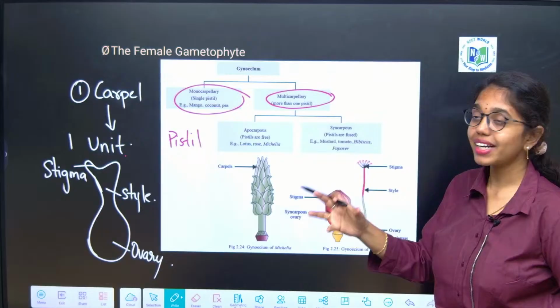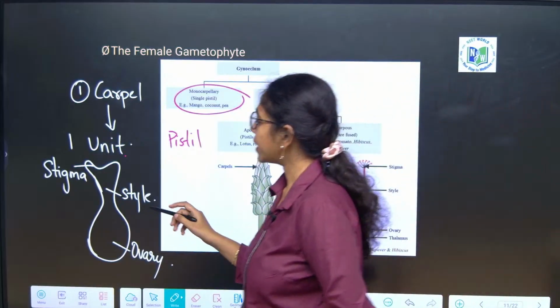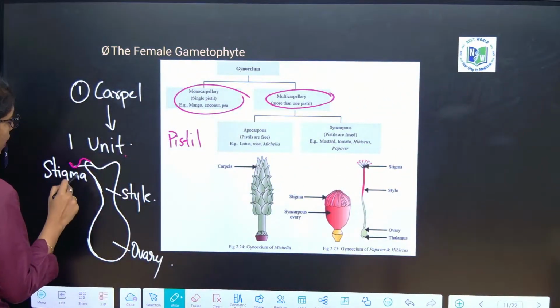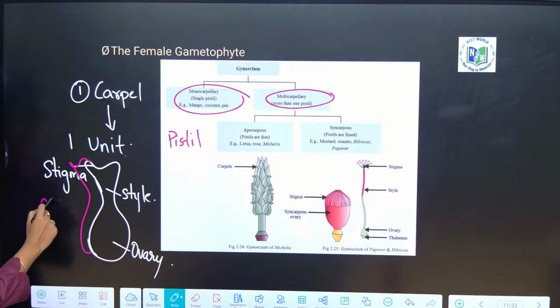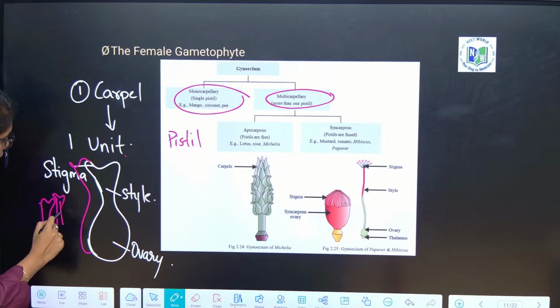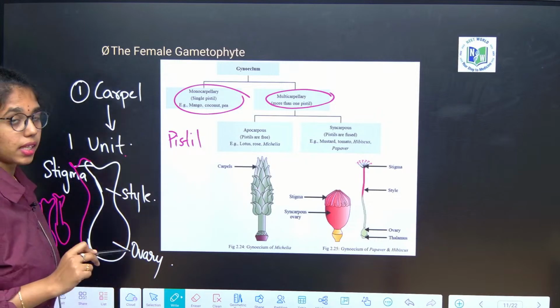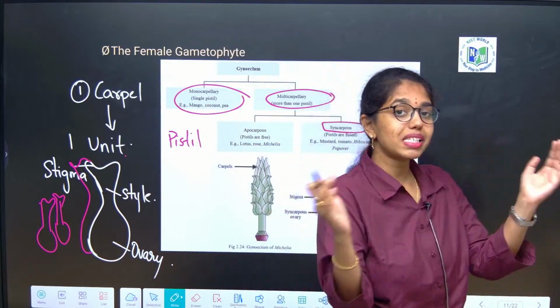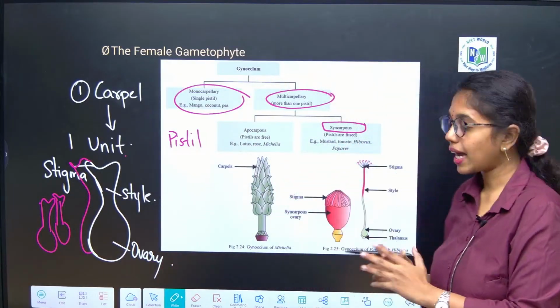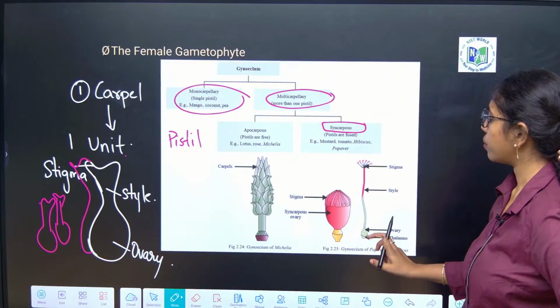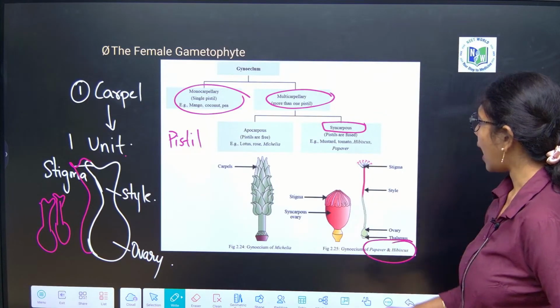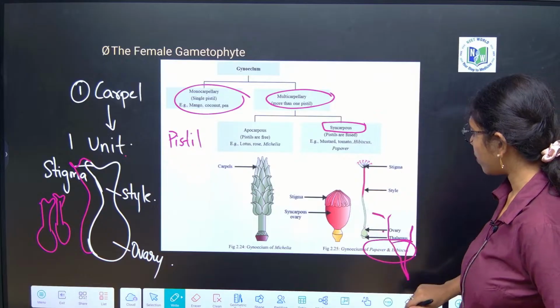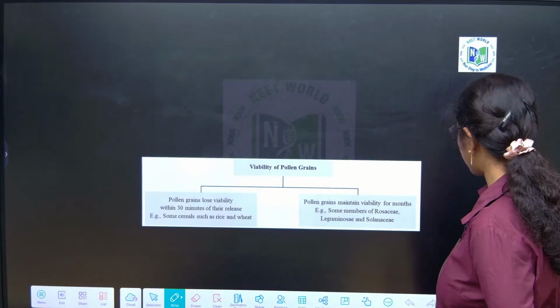Multicarpellary condition has more than one pistil, either they can be united like this or the carpel units can be free like this. If they are united, you will call it syncarpous, where pistils are fused. For example, papaver and hibiscus.